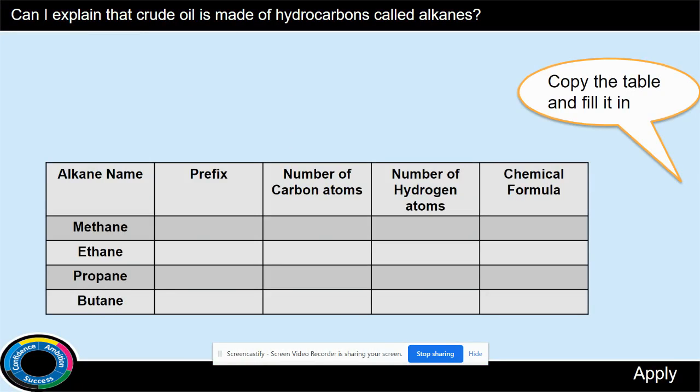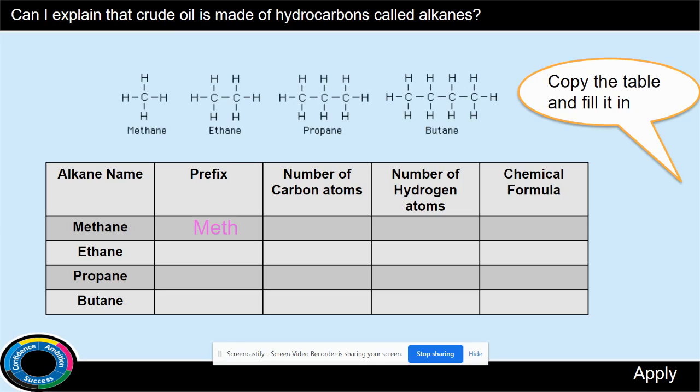On this page, you've just got to copy down the table and fill it in. Prefix means, in this case, the bit which goes in front of the ane. Carbons, you just count them. Hydrogens, remember there'll be twice as many hydrogens as there were carbons plus 2. And the formula at the end, you just got to write them in.